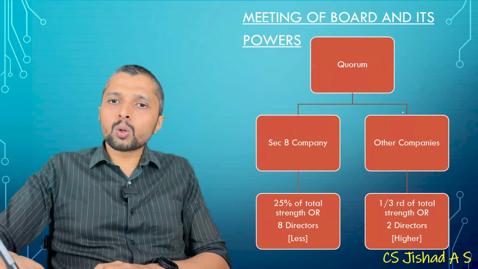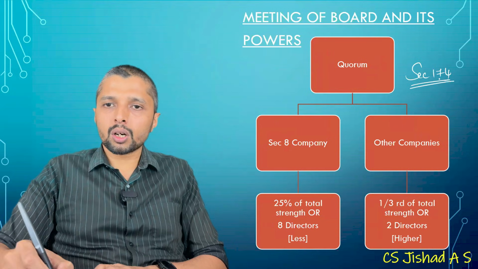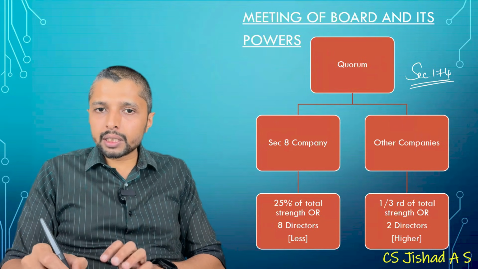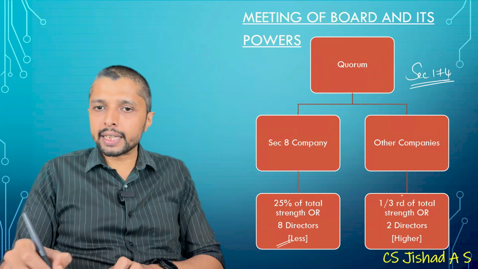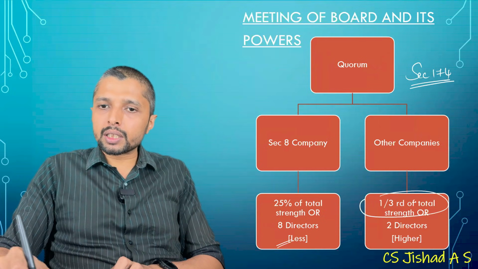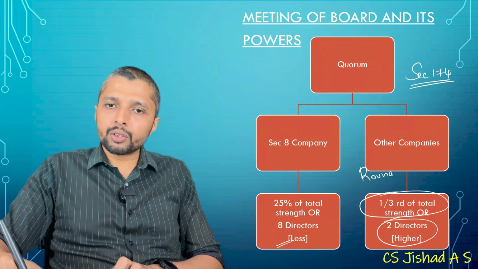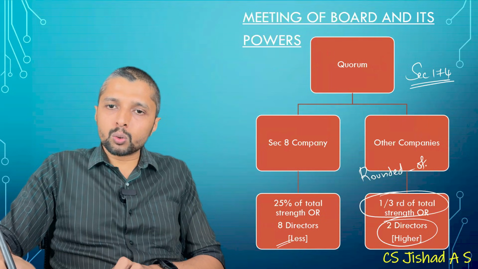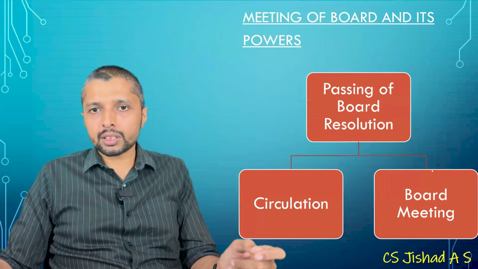Then with respect to quorum, section 174 explains the provisions of quorum. In the case of a section 8 company, the quorum is 25% of total strength or 8 directors, whichever is less. In the case of other companies, 1/3 of total strength or 2 directors, whichever is higher. This provision will be rounded off to the next digit.